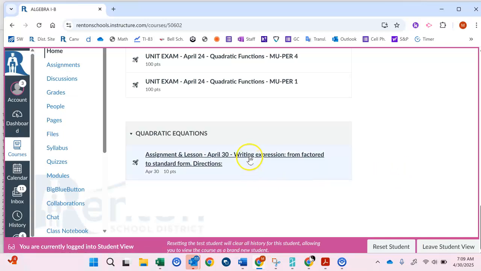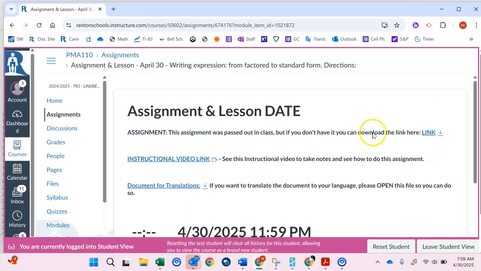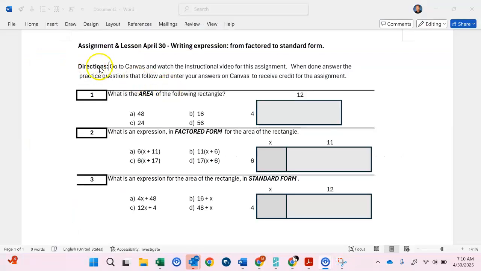Okay, so when you click on that, as always, remember that here's the assignment. You already have it, but make sure you download it. Here's the video you're watching right now. Here's the document for translation. So if you need a translation, make sure you click on this, open it up so you can do the translation.